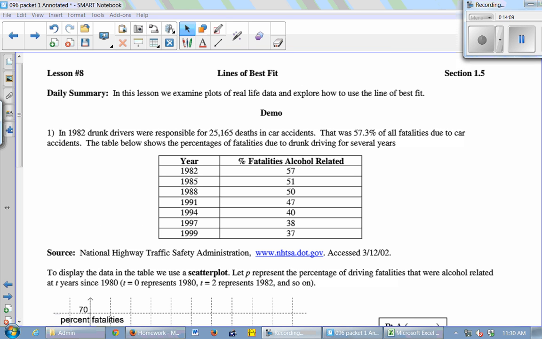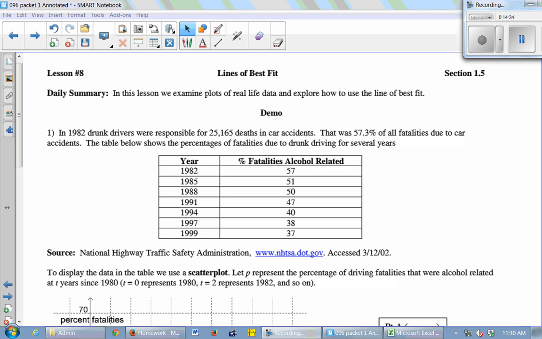Okay, so for lesson 8, in this lesson, we're going to look at plots of some real-life data, and explore how to use a line to represent that data. So we're going to be doing more in this lesson with finding the equation of a line. So we'll be reinforcing what we just talked about, but doing some real life stuff.